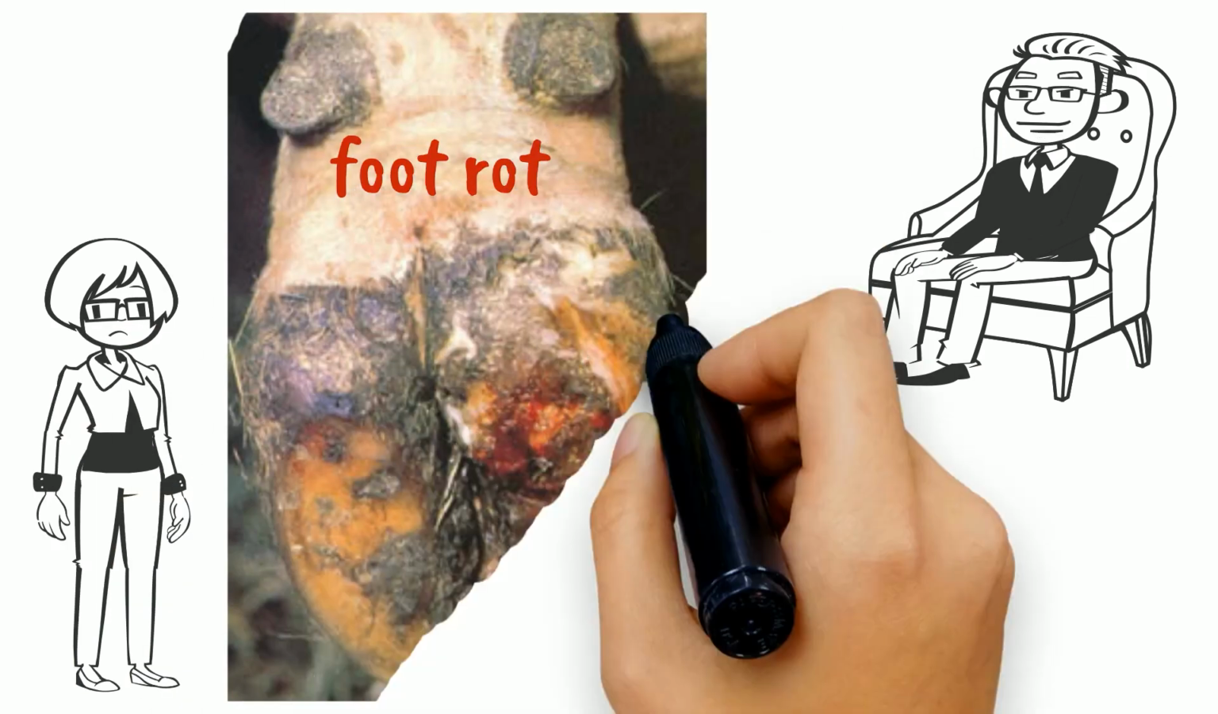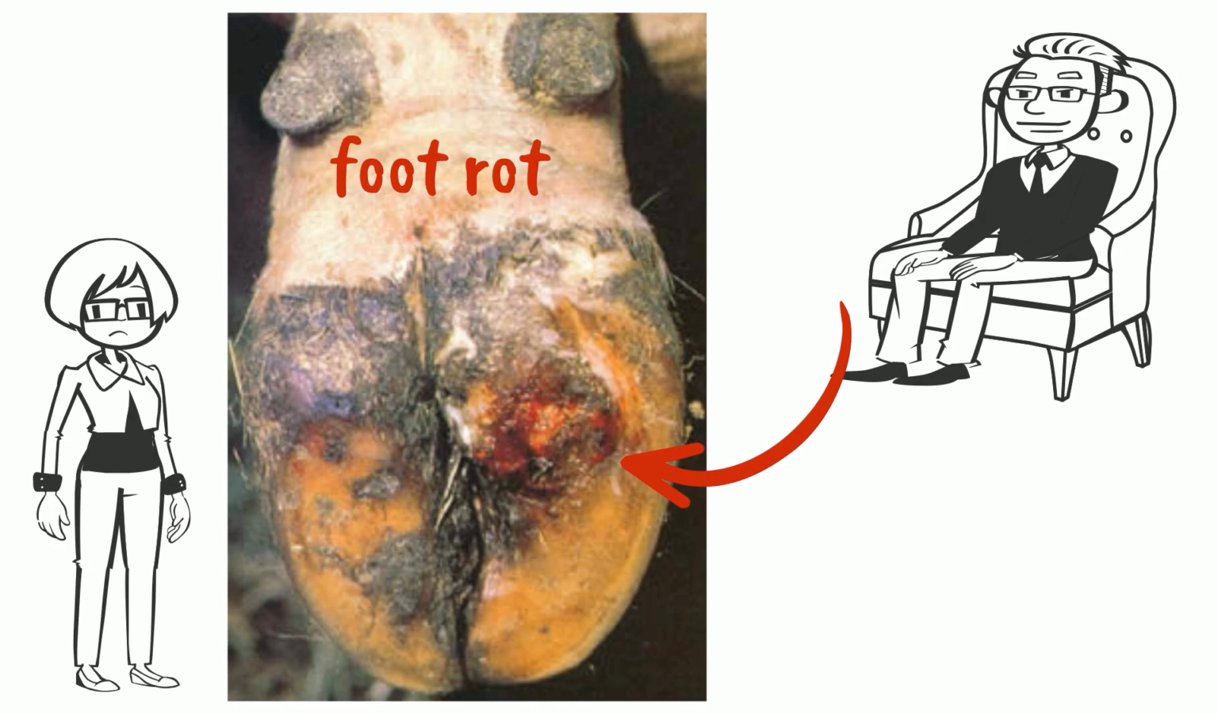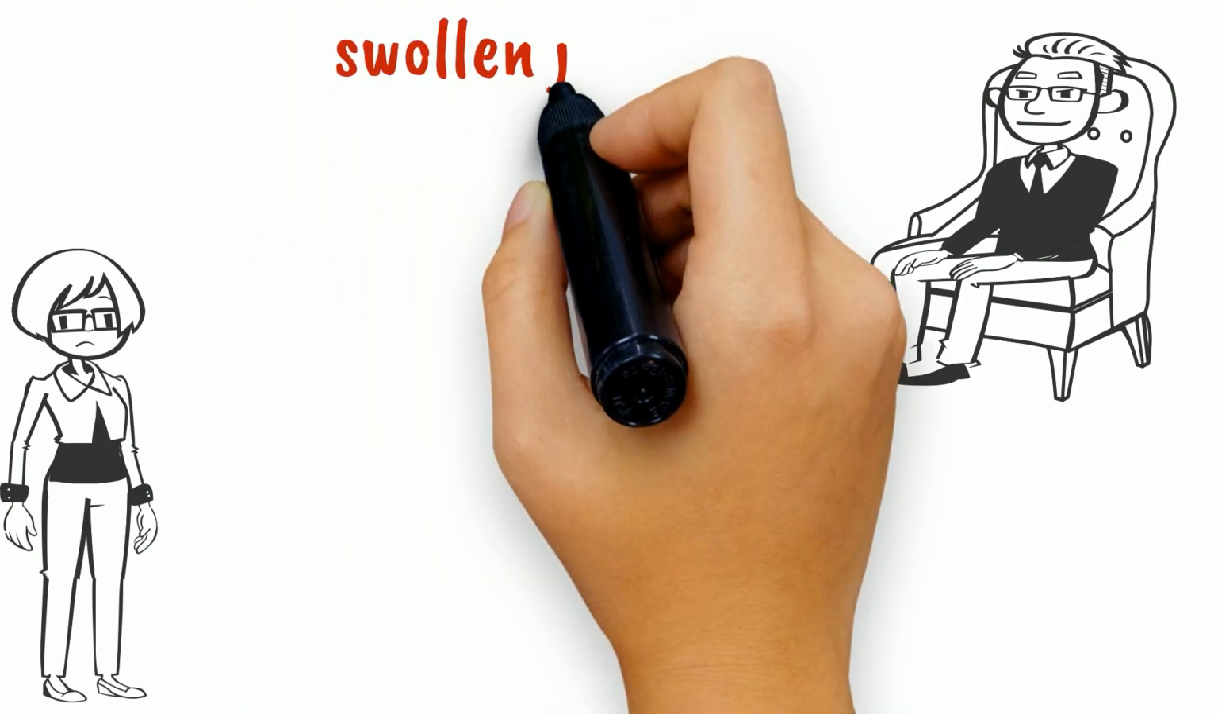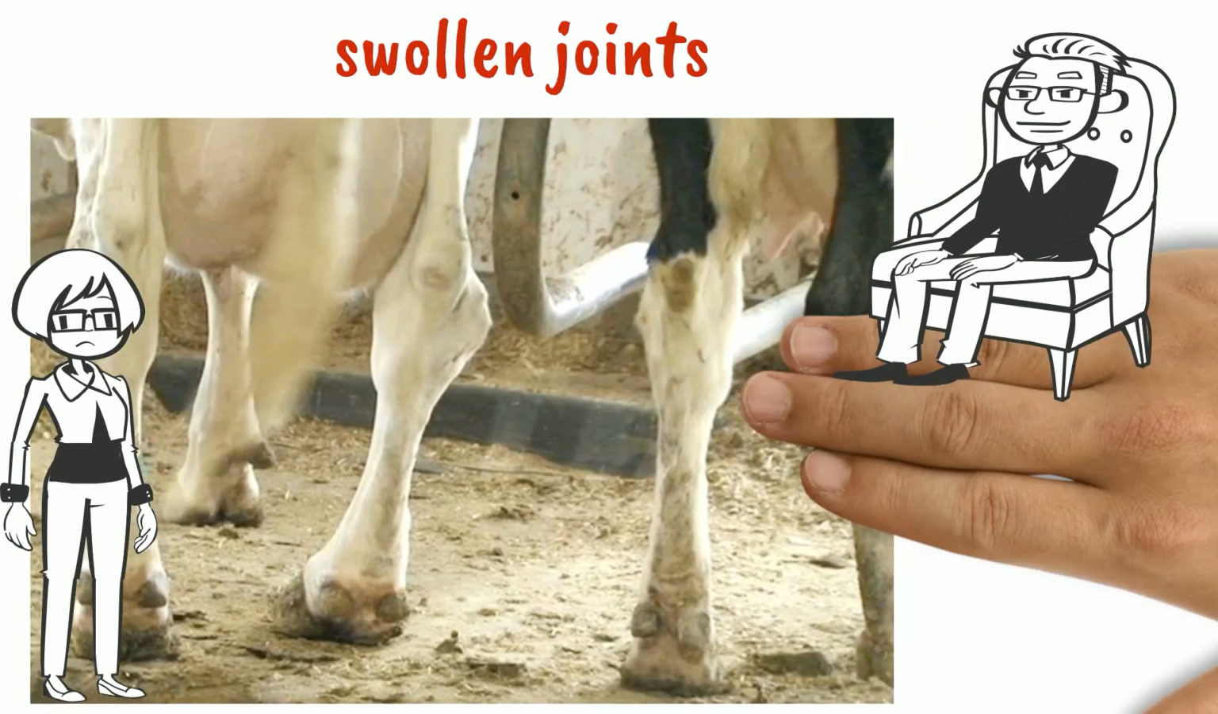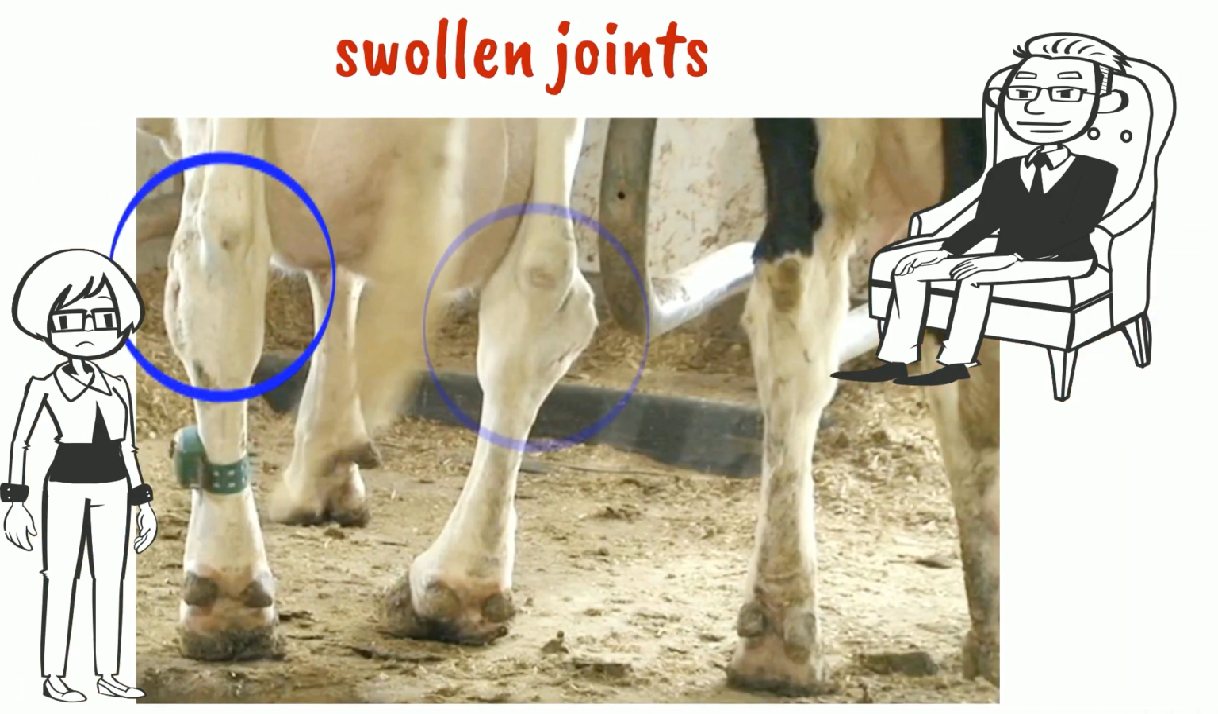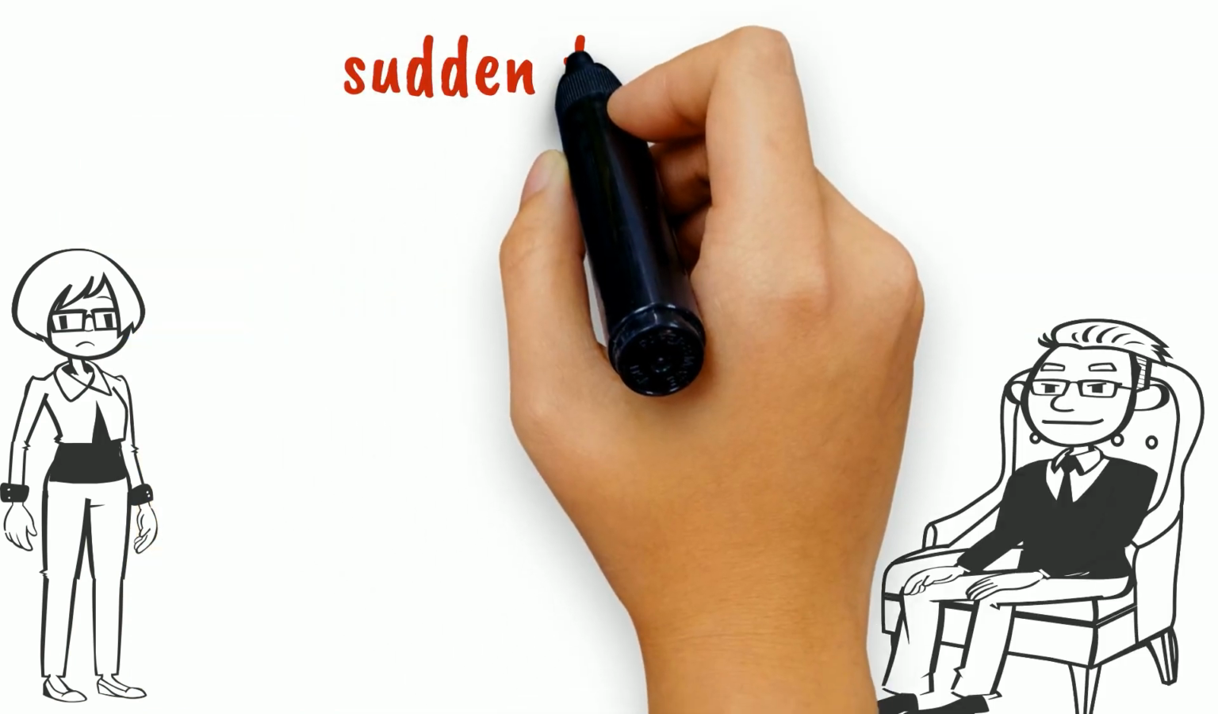Here's an example of foot rot, an infection of the hoof. On farms with ground current, foot rot won't heal. We've seen these before. Swollen joints. It's as though they develop arthritis. Farmers complain of the same symptoms. The cow on the right is doing much better.